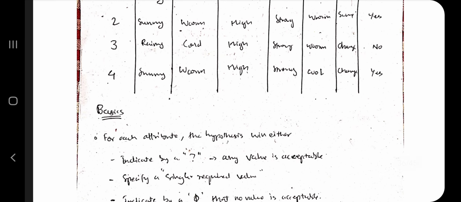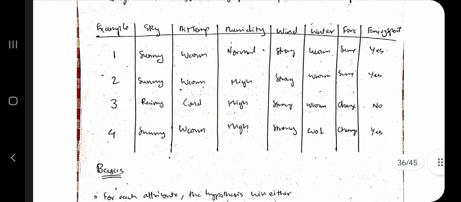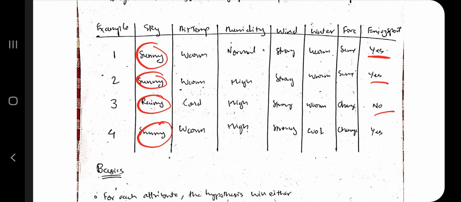And what is a hypothesis? For example, if I tell you that the sky is sunny, you tell me whether John will like the sport or not. So what you will do is look at the previous instances when it was sunny, and see whether he liked it or not, and whether when it was not sunny he liked it or not.